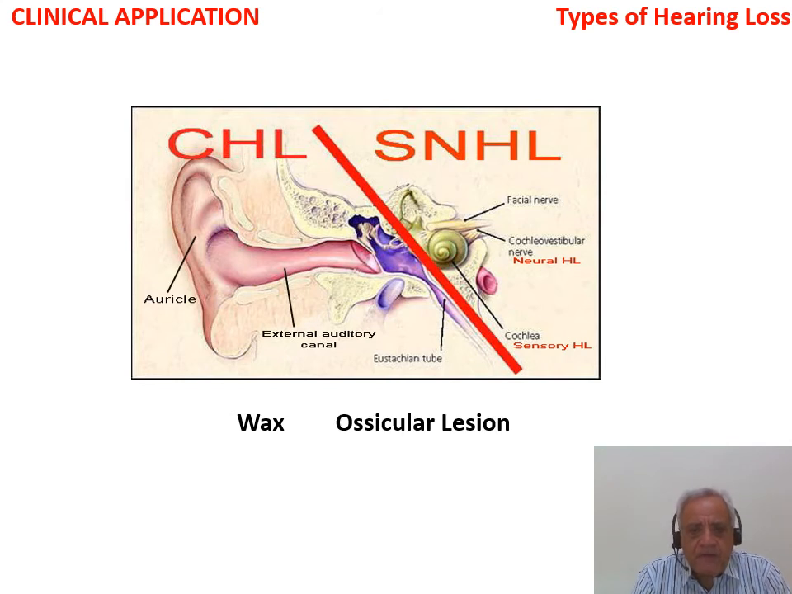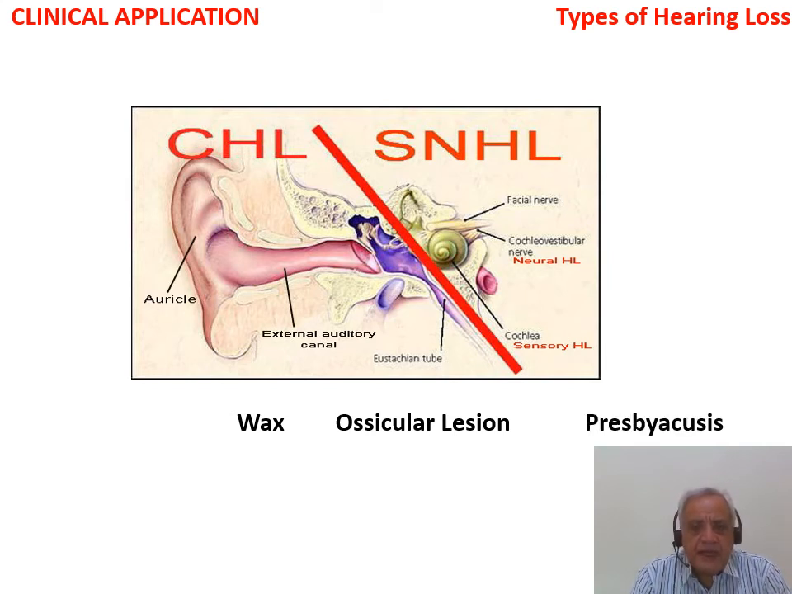An example of a problem in the middle ear is an ossicular lesion, whether it is due to trauma or due to infection with necrosis and erosion of the ossicles, which will result in ossicular discontinuity. The sound will not be conducted properly to the inner ear. So it will result in diminution of hearing, but not total loss of hearing.